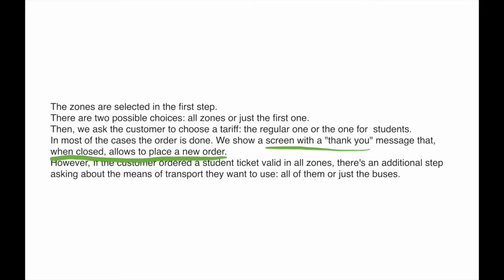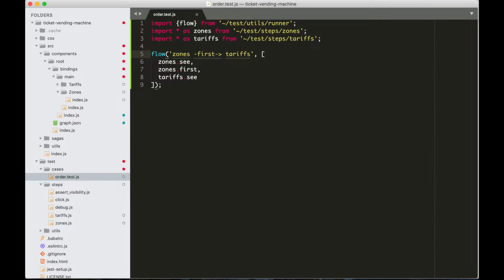To complete the first flow, we need to build a thank you message. There must be a way to close it, like a close button, that takes the user back to zones. The list of steps might be extended in the following way. After seeing the tariffs screen, we pick the regular tariff. Then, we see the thank you message. After closing the message, we see zones again.